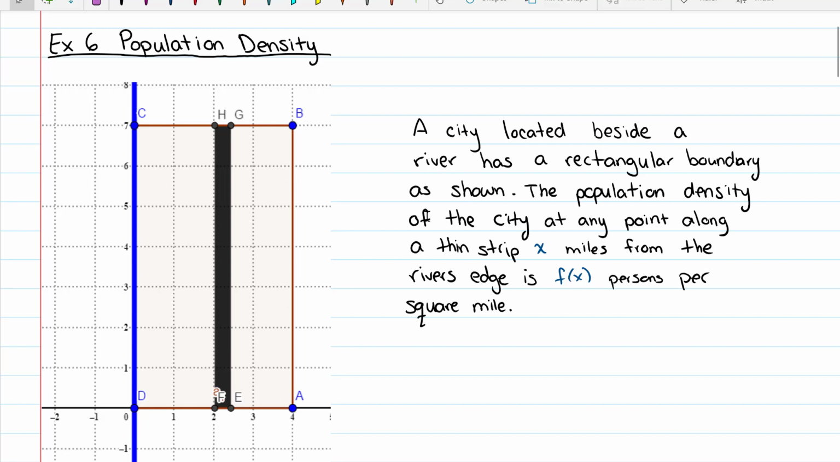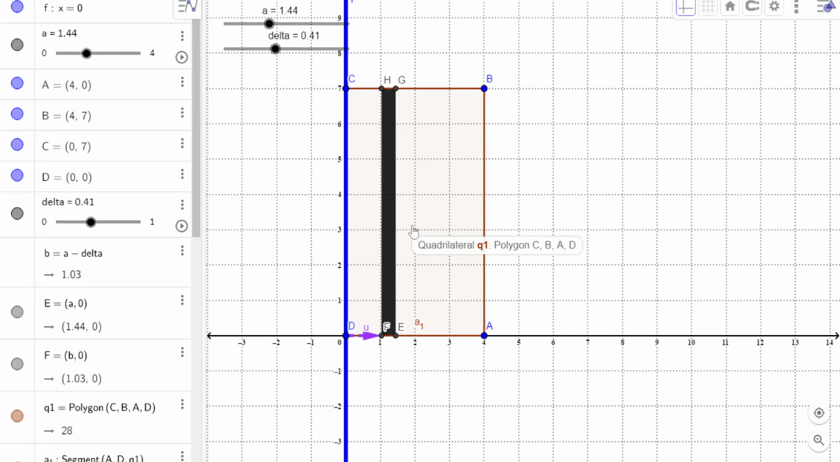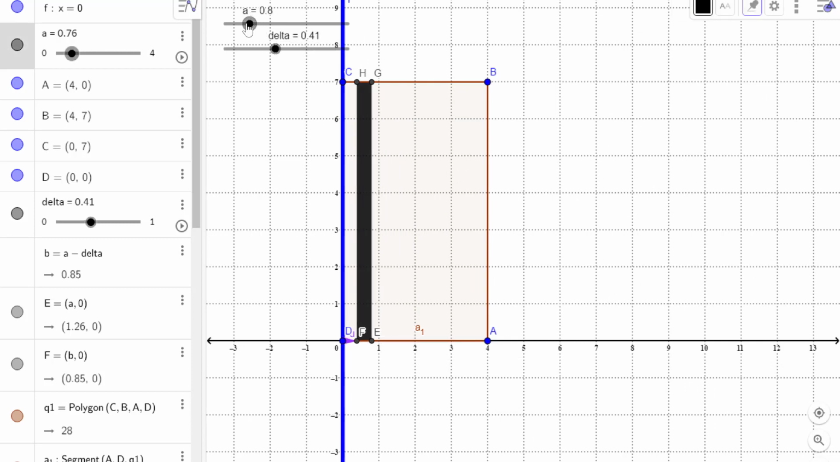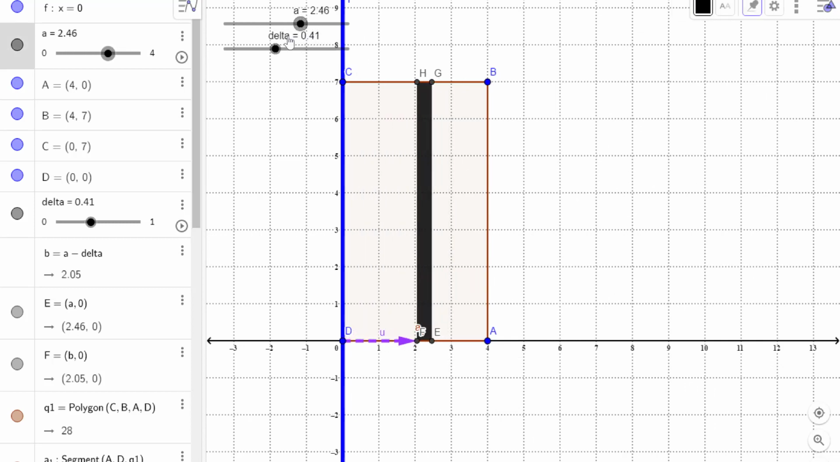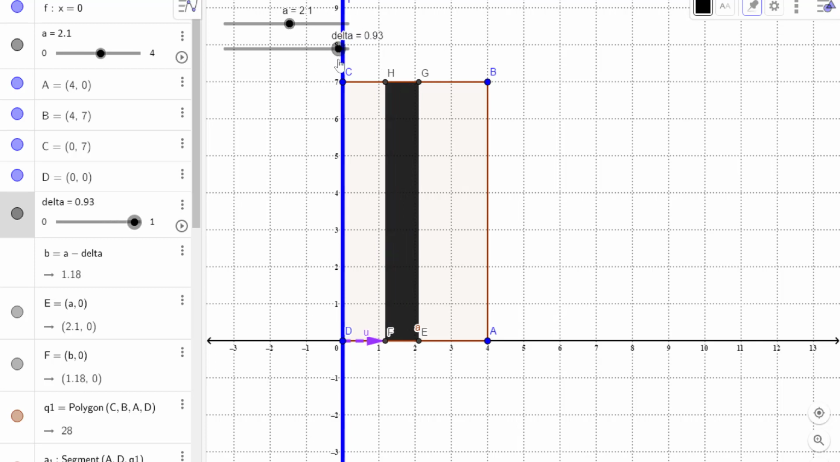The population density of the city at any point along the thin strip x miles from the river's edge is f of x persons per square mile. So what I mean by this is what we have here is the graph, and as I move this strip across, the purple arrow represents x. And as you can see, as delta becomes larger, the strip becomes larger.